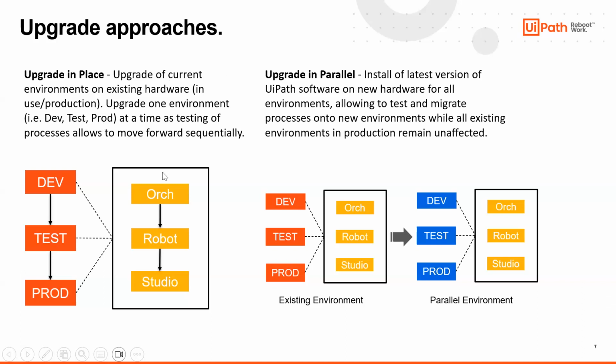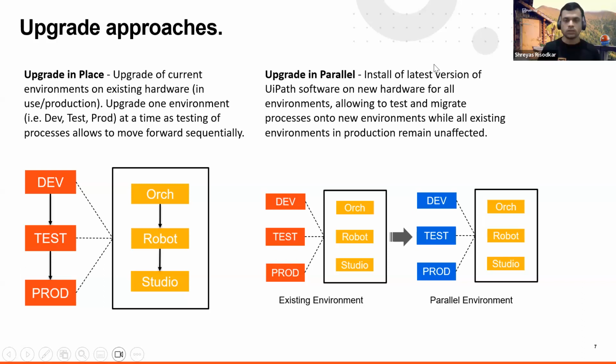For the interruption: do we get any parallel environment license from UiPath? So if you have an enterprise license with UiPath, there is something called a trial license key. You can work with the account team or sales team. They issue a trial license key, which comes with only 30 or 45 days, I don't know the exact duration. It is between 30 and 45 days.